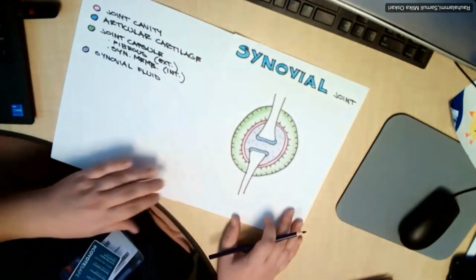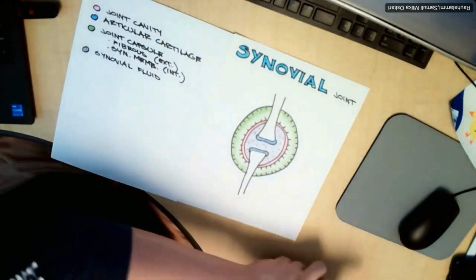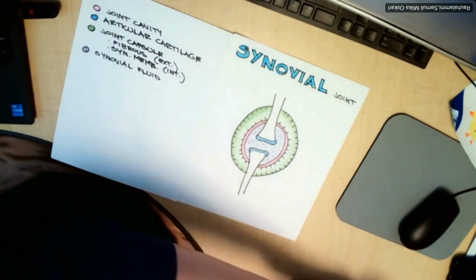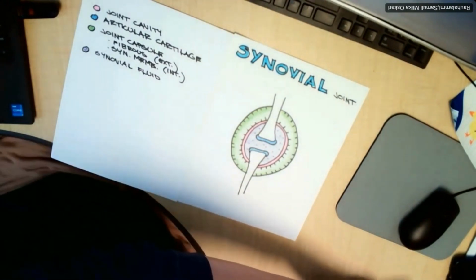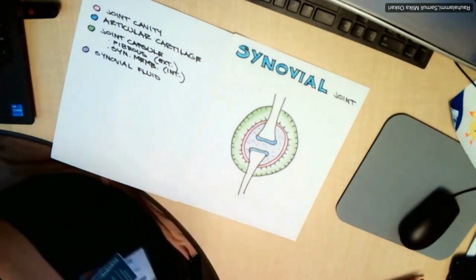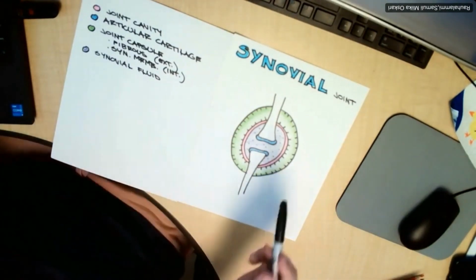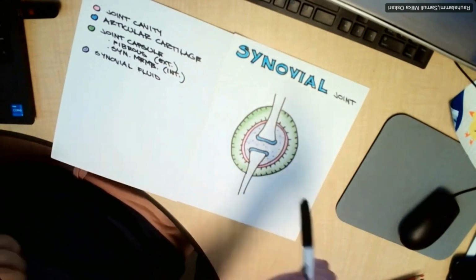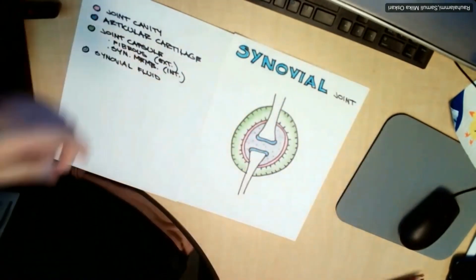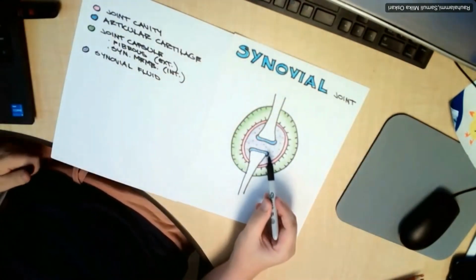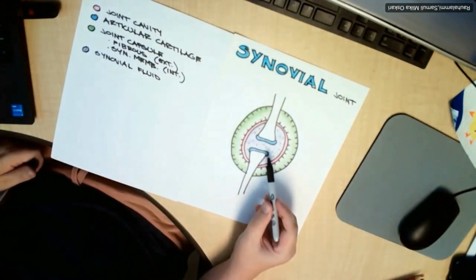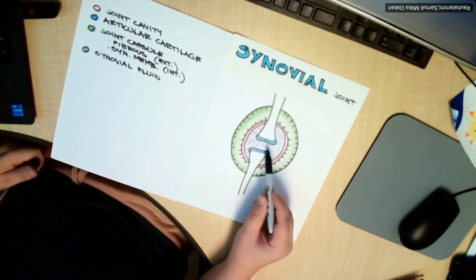So that's our synovial fluid within the capsule that we're seeing. With the synovial fluid, if we're thinking of the purpose, why we have this fluid inside this synovial joint, it has a two-fold purpose. First of all, it lubricates the structure so that these bone ends can slide easily past each other.